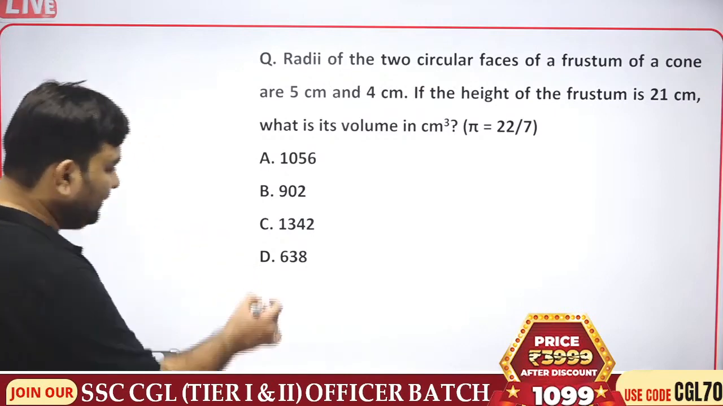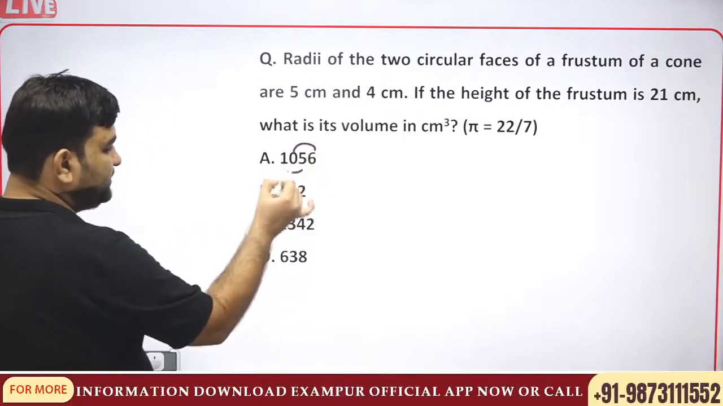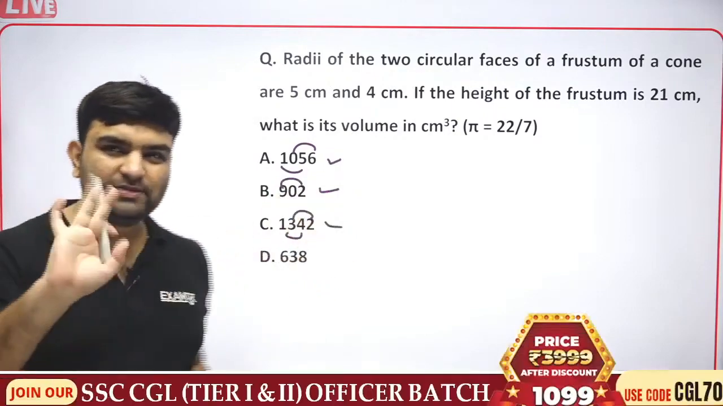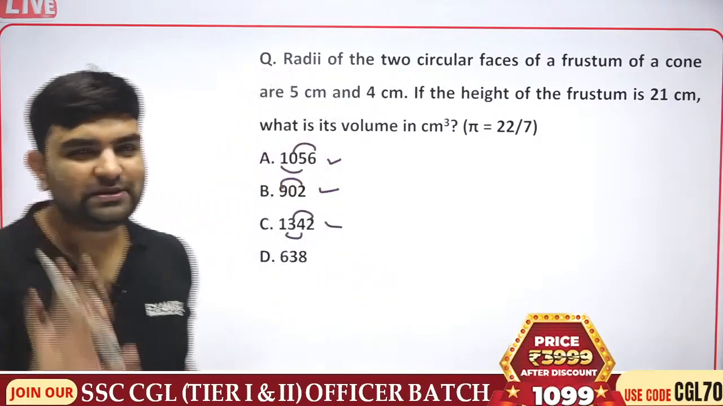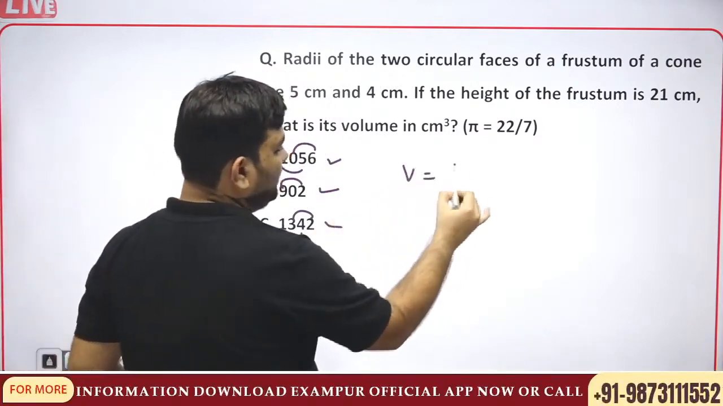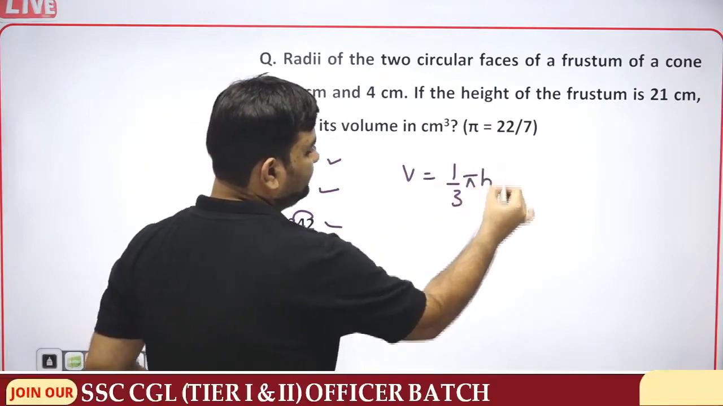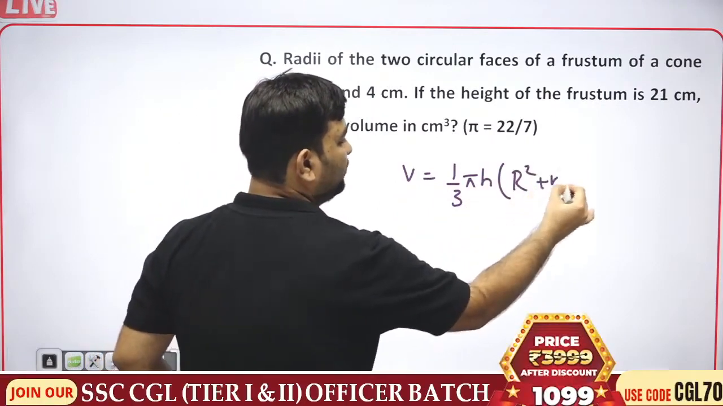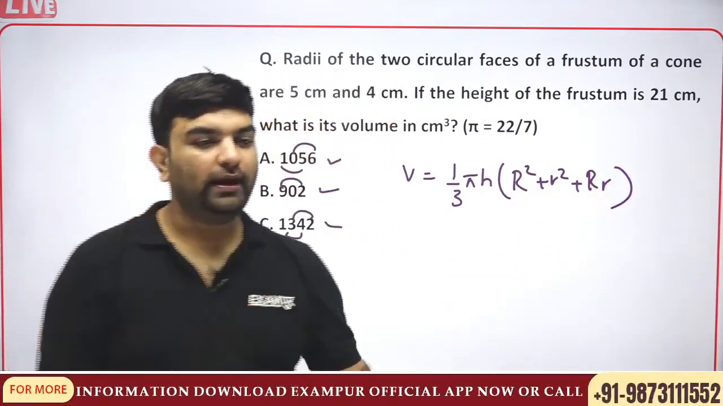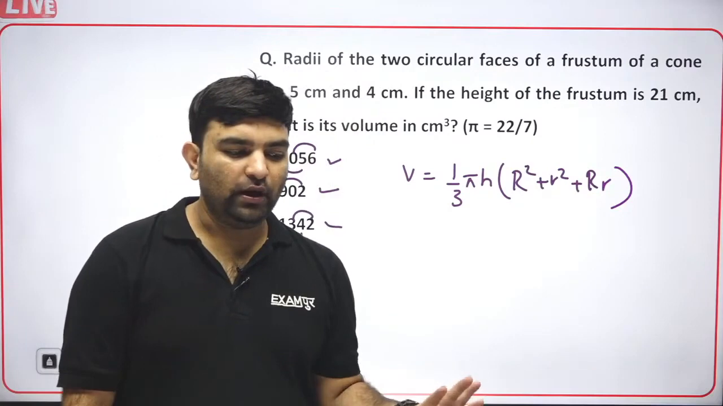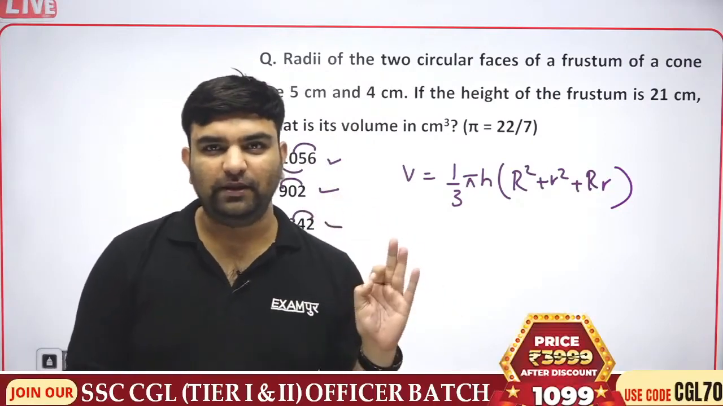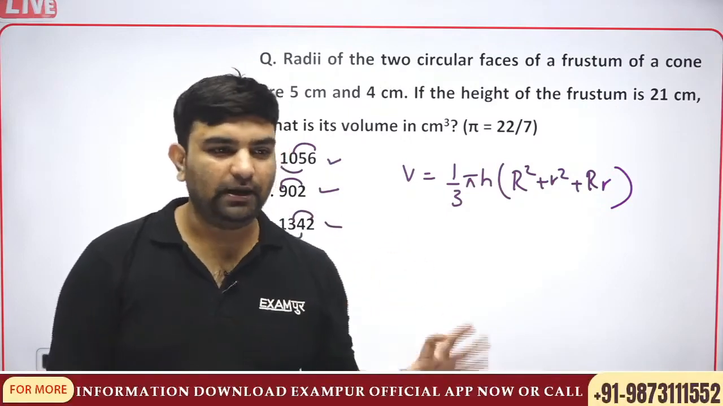No need to see the multiples, because I think most of them are multiples: 6, minus 6, 11, 5, minus 5. Multiples won't help. The formula will help. The formula for the volume of a frustum is 1 by 3 pi h times R square plus r square plus R into r. Multiples won't help over here. If you are in any kind of misconception that all questions can be done with multiples, no.